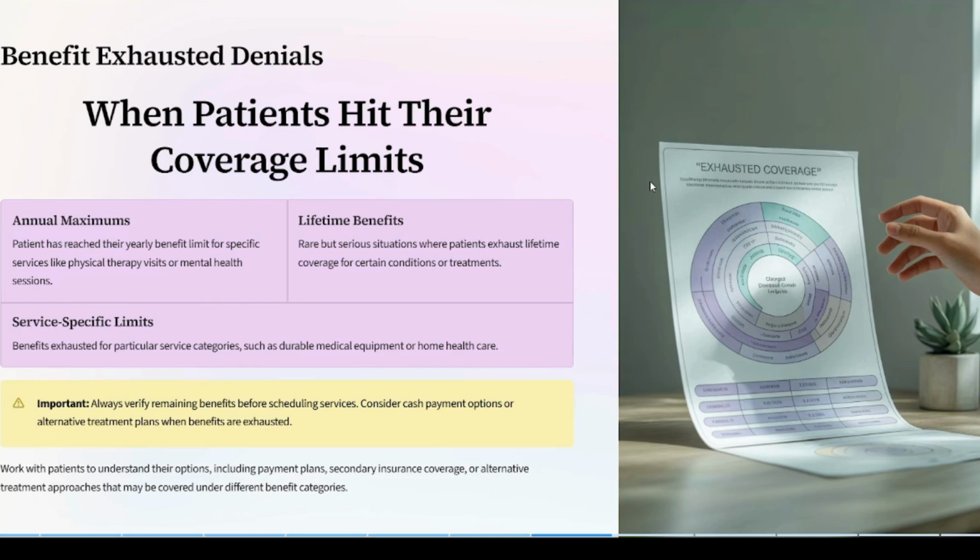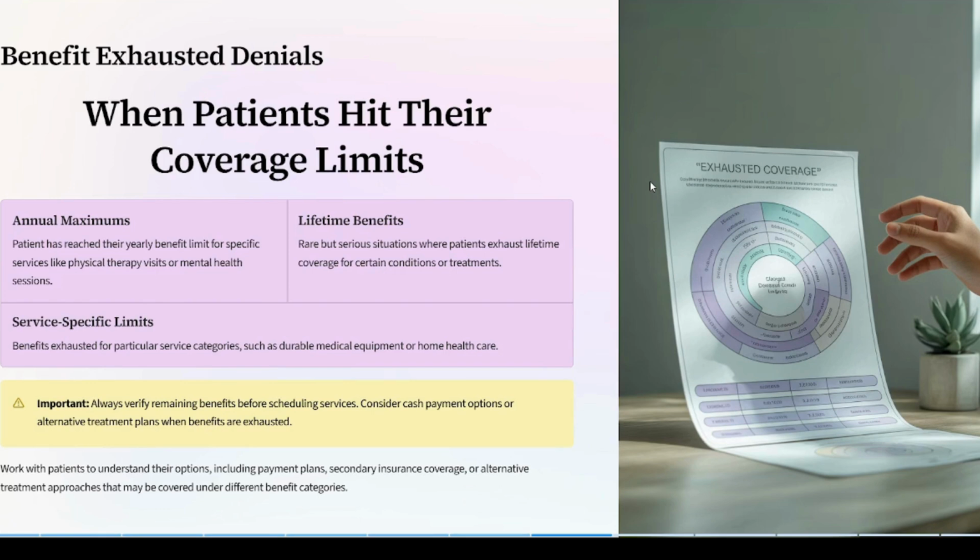You have annual maximums. The patient has reached their yearly benefit limit for specific services like physical therapy visits or mental health sessions. All right. Next, we have lifetime benefits, rare but serious situations where the patient has exhausted lifetime coverage for certain conditions or treatments. And I have never seen that as of yet. Next, we have service specific limits, which are benefits exhausted for a particular service category, such as durable medical equipment or home health care. All right.